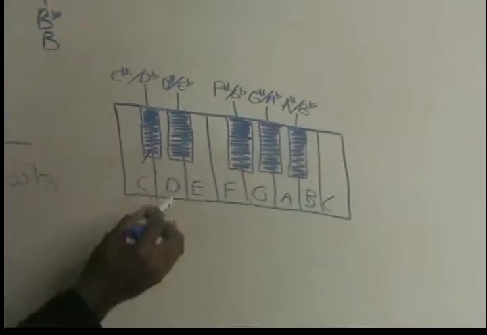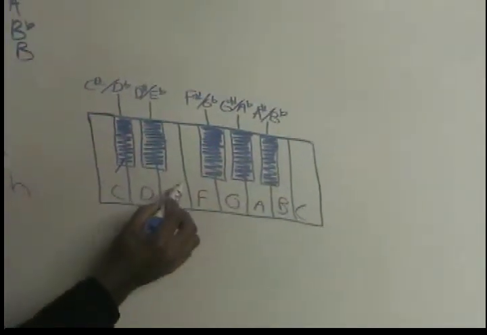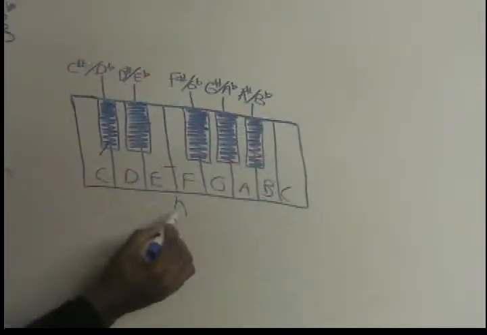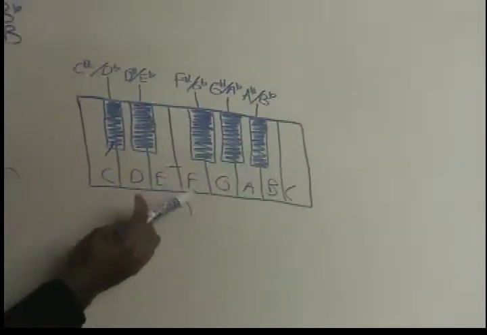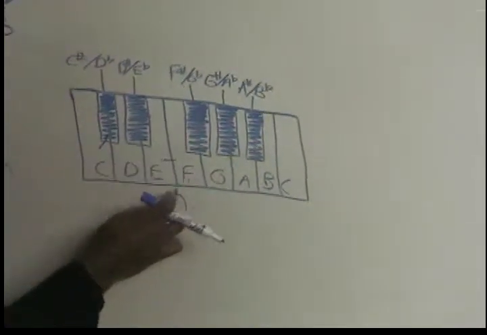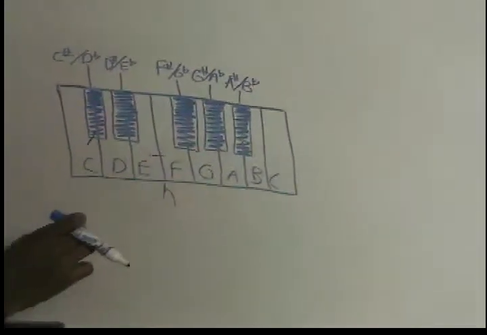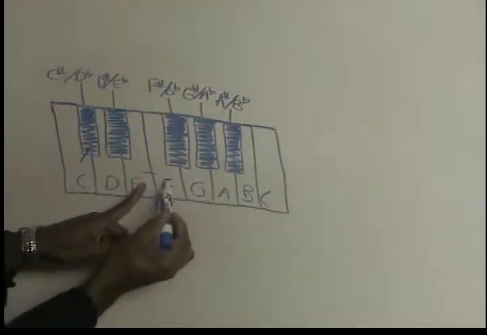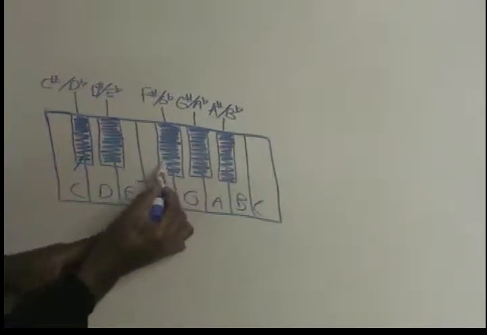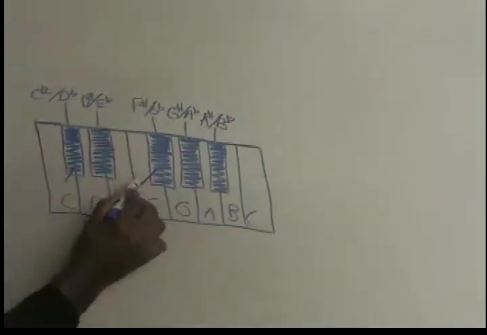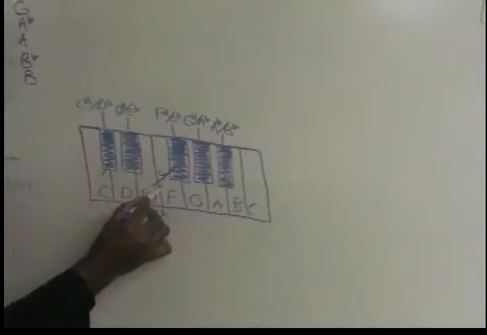All right? So that's why E to F is a half step. It's a half step because it's not separated by any note. They're neighboring notes. So from one note to the next note is a half step. From one note, skip a note to the next note is a whole step. Okay? So we have a whole and a half right there.